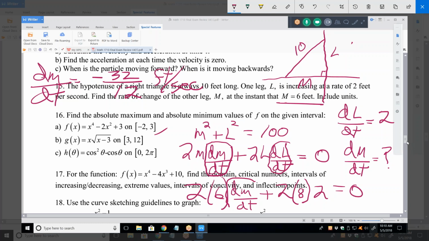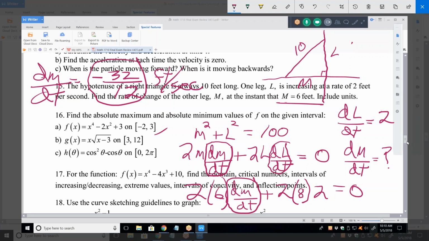Remember what they're asking for. This is an instantaneous rate of change. So this rate of change of 32 per 12, first of all, means that M is shrinking, not increasing. If the ladder was sliding down the wall, M would be increasing and L would be decreasing. But the fact that they told us L, I should have labeled it the other way around. Then it could have been a ladder sliding down the wall. But like I said, it doesn't matter. If L is increasing, then M has to be decreasing.